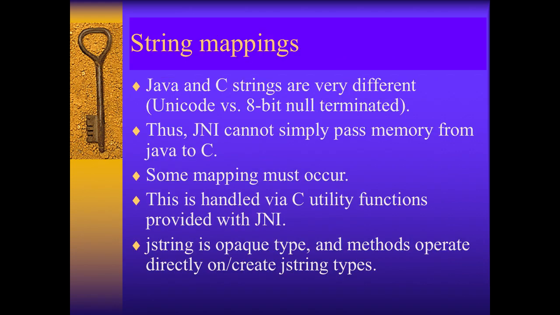So then we've got a question of how you map strings. Java uses Unicode, which is a 16-bit quantity, whereas C uses an 8-bit ASCII code. And so there's no simple passage of memory from Java to C, and therefore you have to do some sort of mapping.